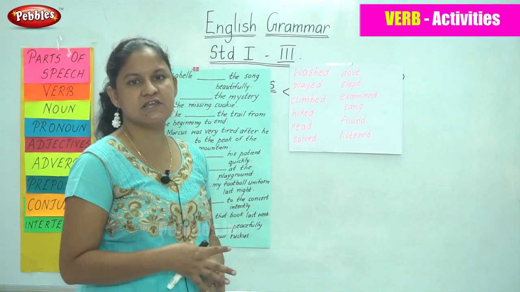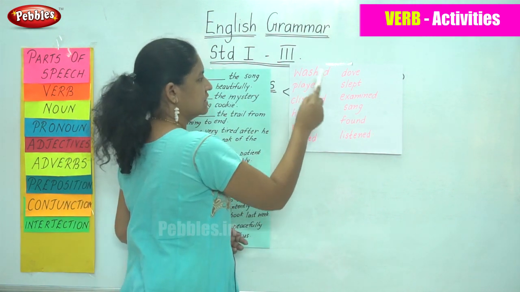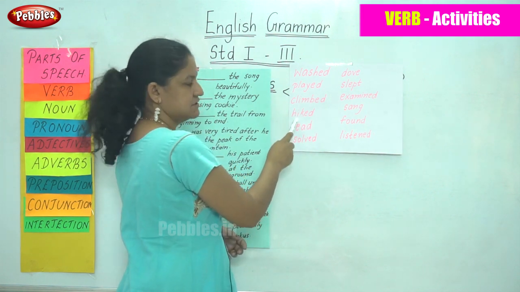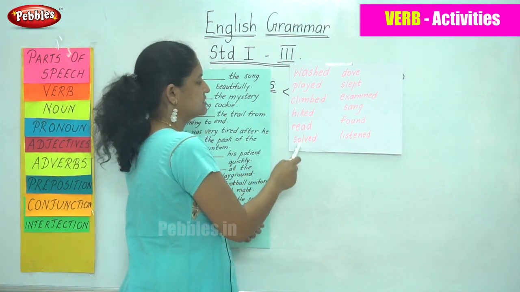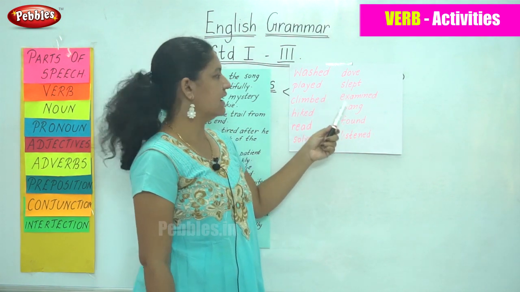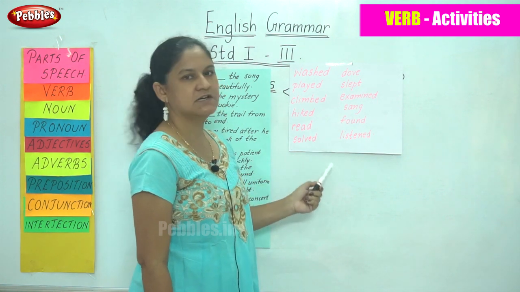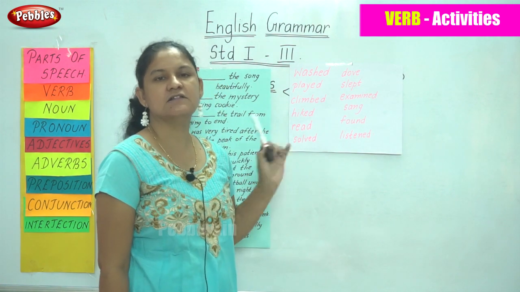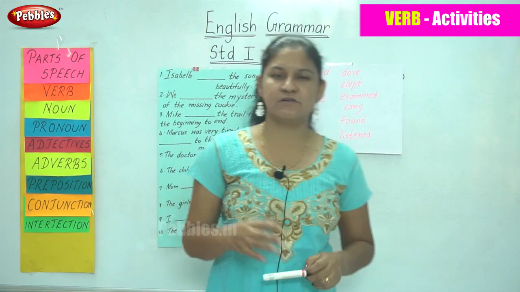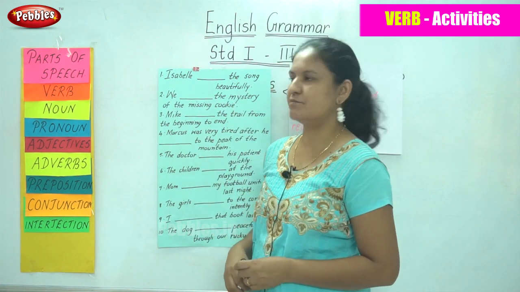So let us read the action words or the verbs once more. Washed, played, climbed, hiked, read, solved, dove, slept, examined, sang, found, listened. So these are the action words. So now I have to fill in the blanks. I'll read the sentence and have to fill in the correct verbs in the blanks.